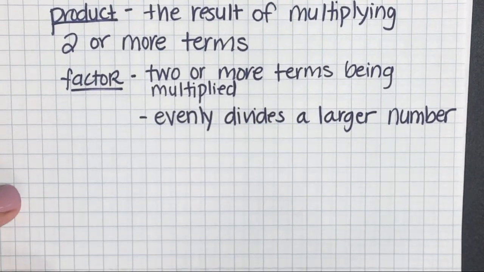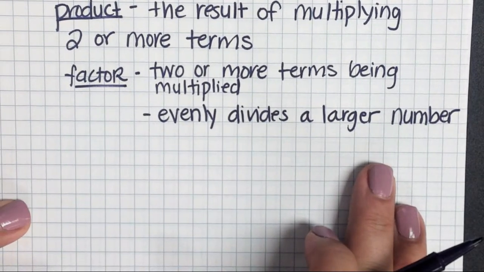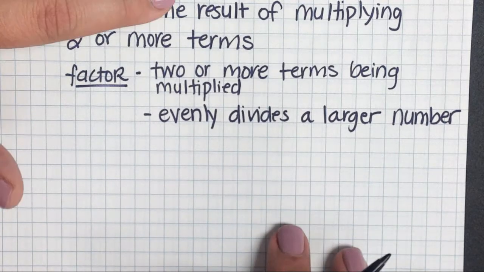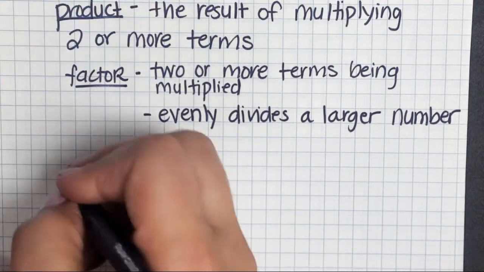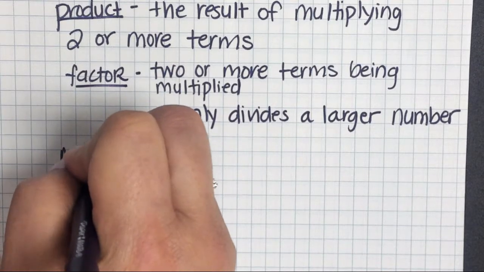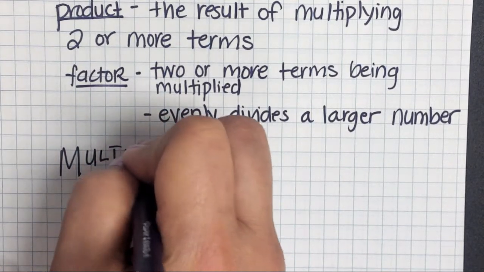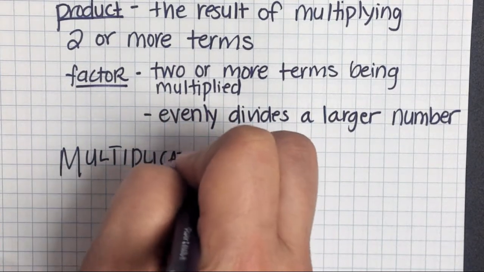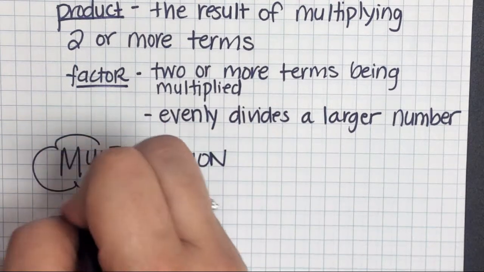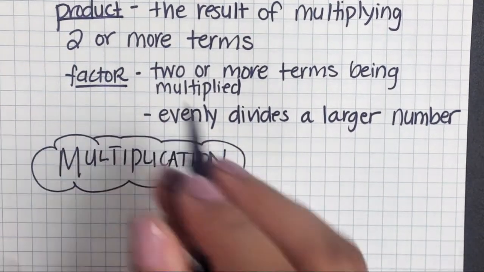All right, so we've kind of finished our vocab. I'm going to kind of divide my notes up here. This is the vocabulary that will go with our multiplication. So I'm going to come down here in big letters, or however you want to do it. And we are starting multiplication.